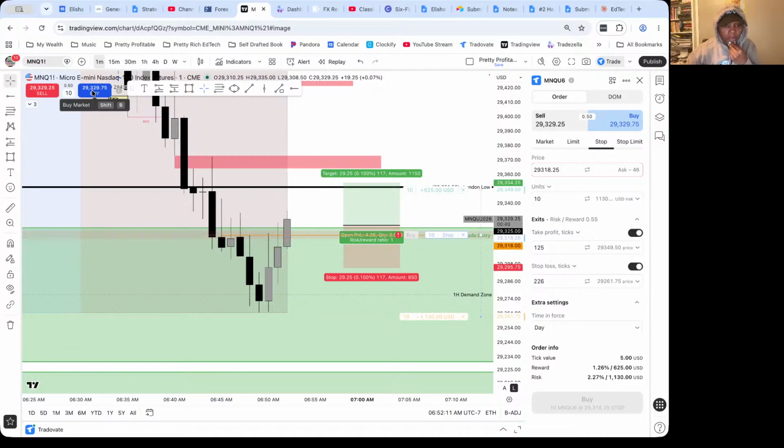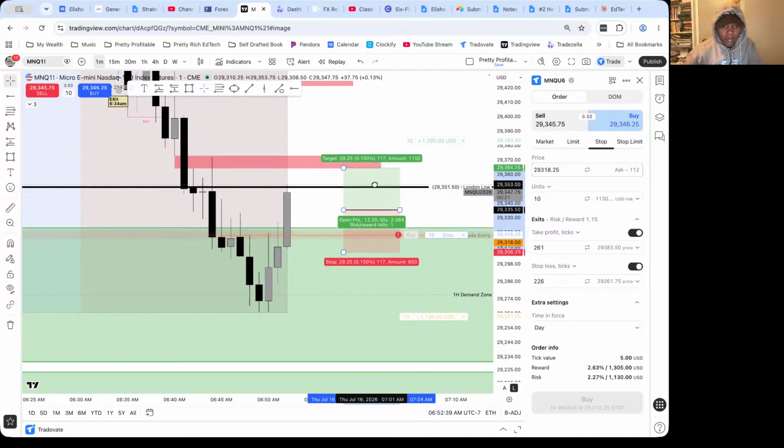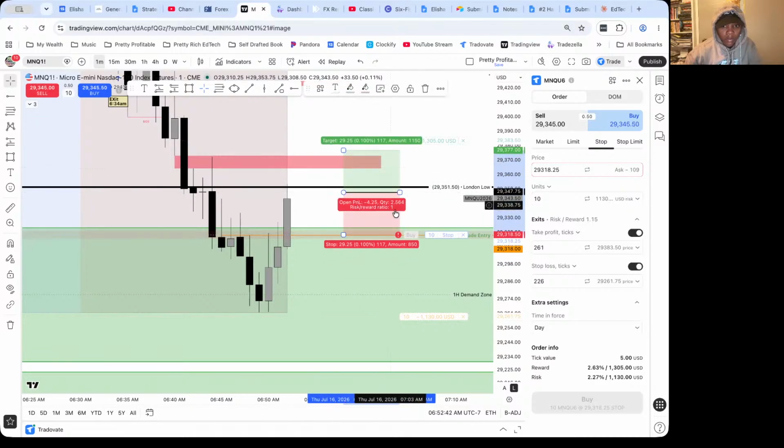Okay, if that closes above. I said if it closes above. It's above it, but let's see what happens. It went above it, but didn't close above it. So I'm moving this because I know the entry is gonna be. See, look, see? Being patient.